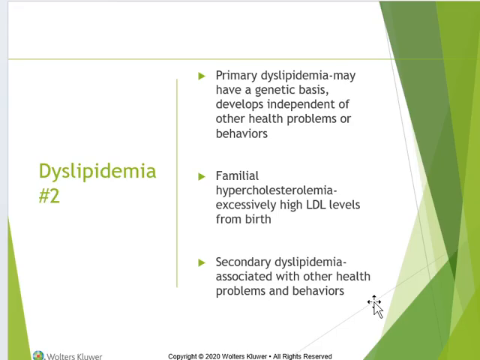Other systemic disorders that can interfere with lipid levels and lead to secondary dyslipidemia are things like hypothyroidism, nephrotic syndromes, obstructive liver diseases. Medications like beta blockers or estrogens or protease inhibitors that we use to treat HIV infection can also increase lipid levels. So those are, again, some secondary causes.